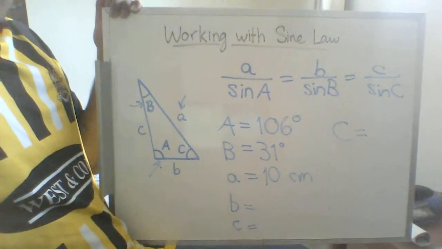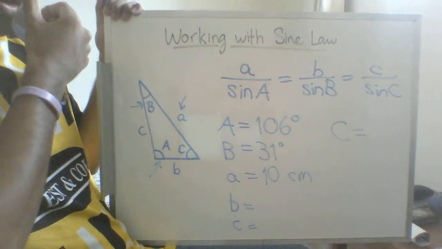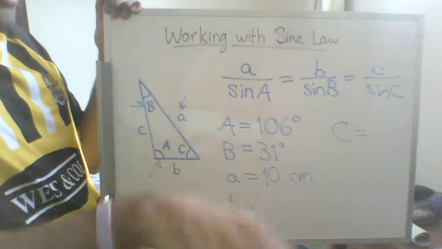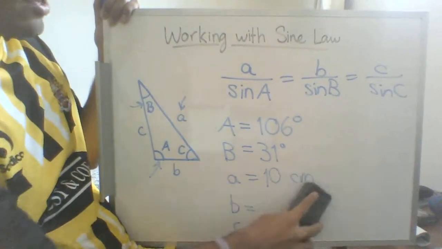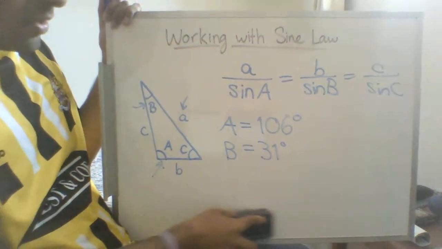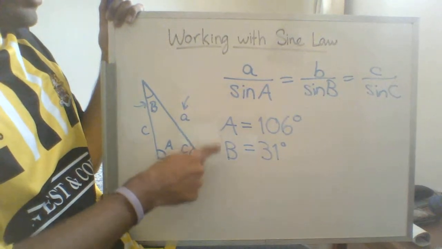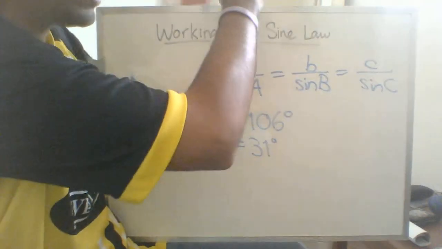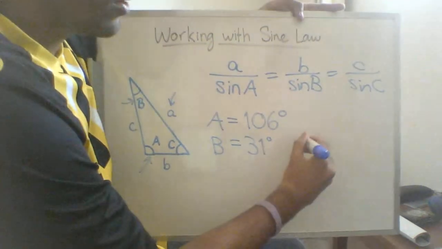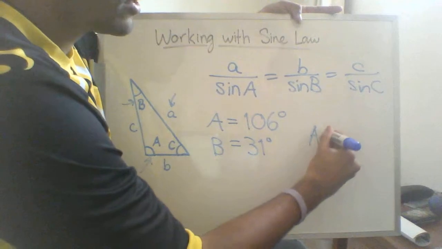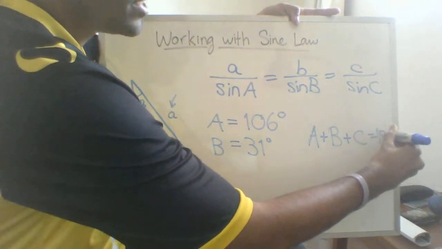So our first step, the easiest thing to do, is to figure out angle C. We don't have any information on angle or side C yet, so the easiest thing is to figure out angle C first. The reason is that we've been provided with these two pieces of information: angle A is 106 and angle B is 31, and we also know that the sum of all the angles inside a triangle should be 180.